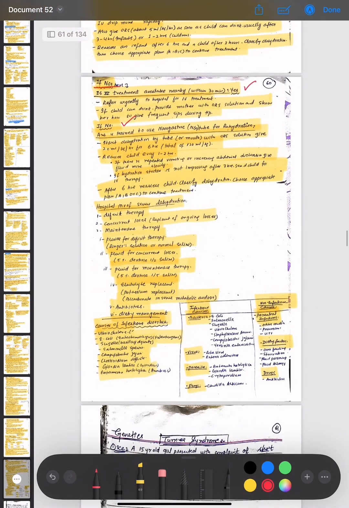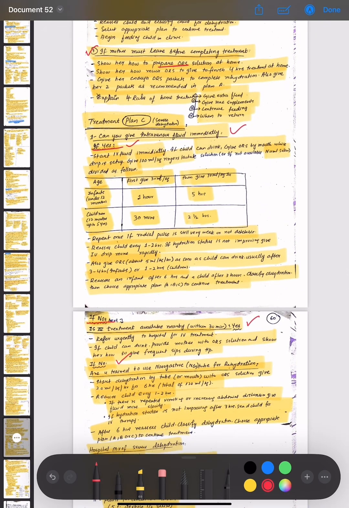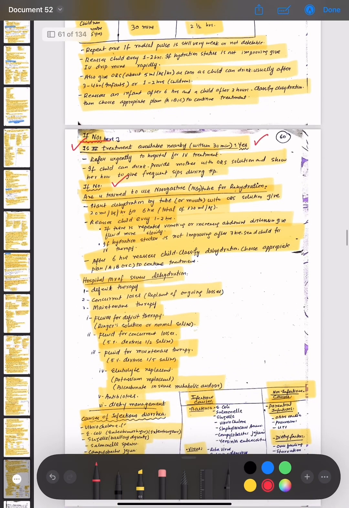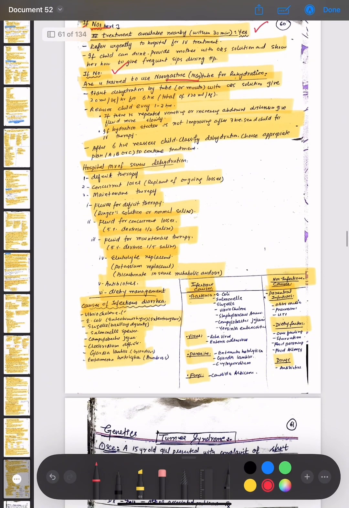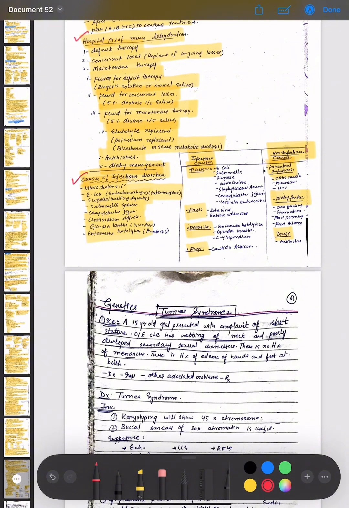Okay, so we have discussed plan C, in which first of all we look at whether you can give the intravenous fluids immediately. If yes, then this treatment is provided. If no, then we look at whether intravenous treatment is available nearby within 30 minutes. If yes, then we will provide it. If no, then we will do the nasogastric tube for rehydration. The hospital management of dehydration is given below. Then we have discussed the causes of diarrhea, and we have both the infectious and non-infectious causes. The infectious causes are bacterial, viral, parasitic and fungal, and the non-infectious causes are parenteral infections, dietary factors, and drugs.